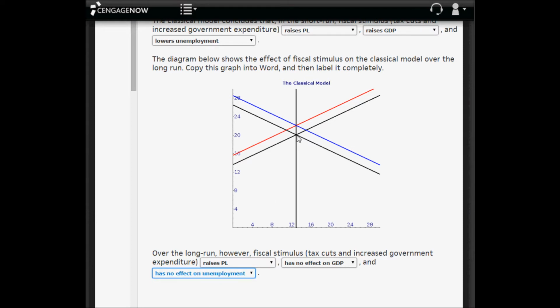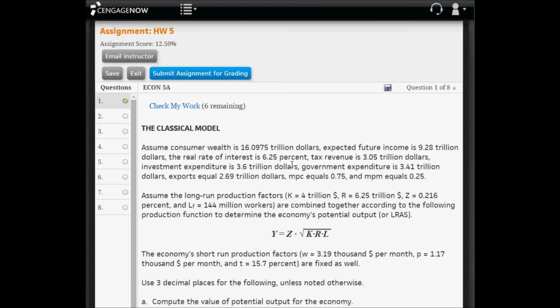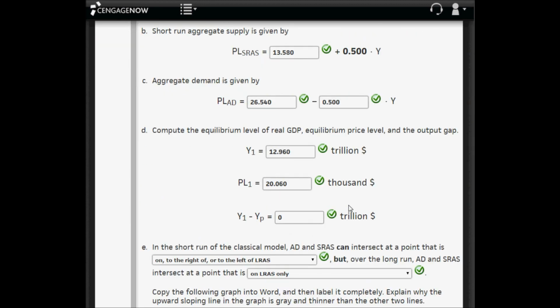And for that reason, it has no effect on unemployment. Unemployment is equal to the natural rate here, less than the natural rate here, equal to the natural rate here. So over the long run, from this point to that point, the price level goes up, there's no change in GDP, and because there's no change in GDP, there's no change in unemployment. Now I'm going to check my work and we should get everything correct. And it looks like we got everything correct in the problem.